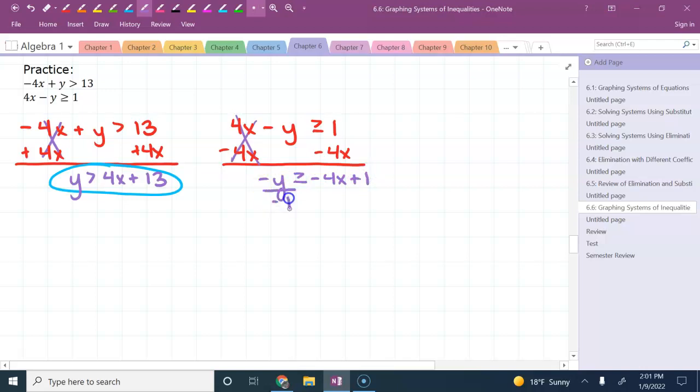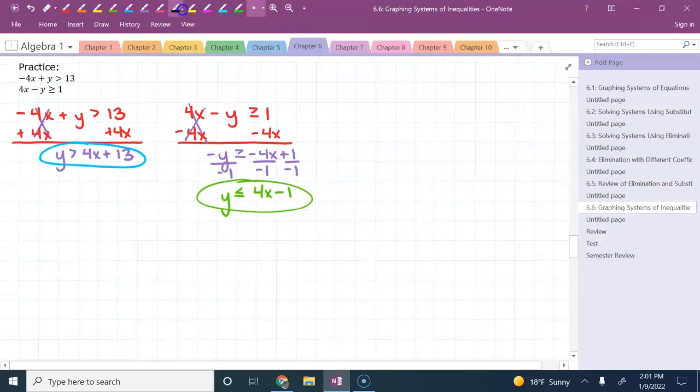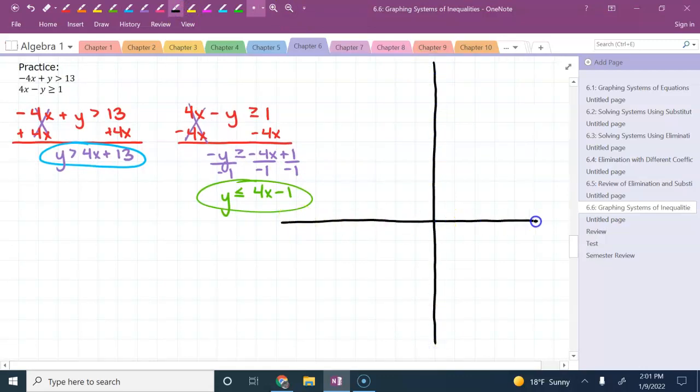Just like on that practice problem, you got to divide by that -1, so you are going to end up switching your sign. So it's going to say y is less than or equal to positive 4x now minus 1, and we're going to graph this line as well. Now some of you may have noticed when you got those two lines that they have the same slope. So that is going to be one of those situations again where we have these parallel lines.